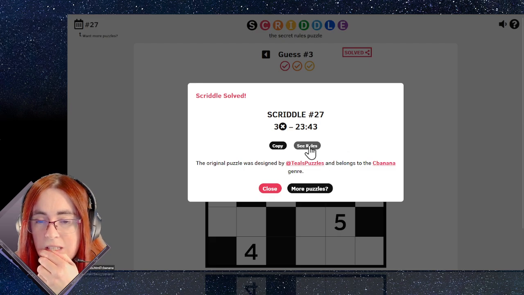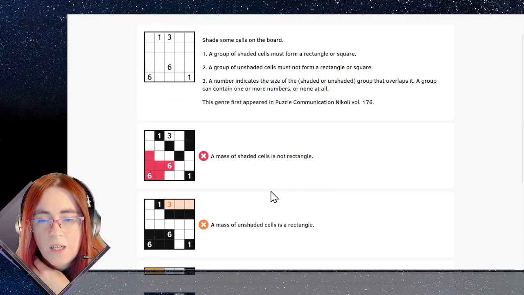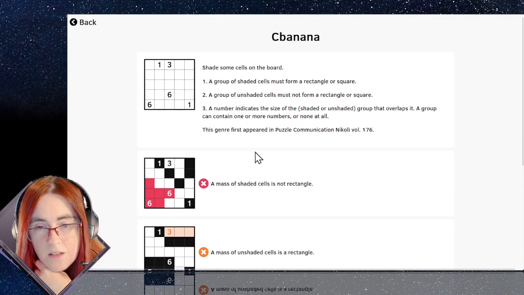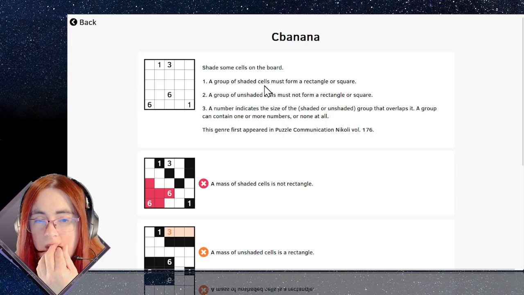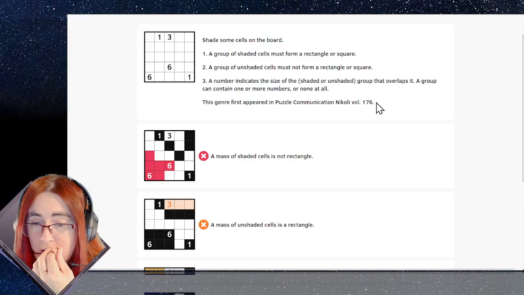Cool. Right, let's first of all have a look at the rules and see if they're right. There were only the 3 rules. We did understand them. Group of shaded cells must form a rectangle or square. Group of unshaded cells must not form a rectangle or square. And a number indicates the size of the shaded or unshaded group that overlaps it.